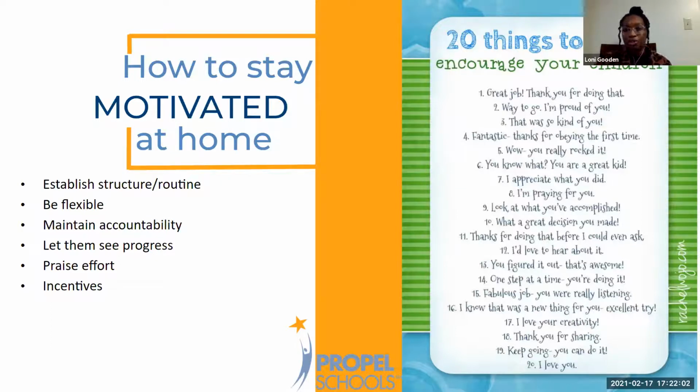And looking at the picture over here that says 20 things to say to encourage your children, here are just a few that I thought were important. I know it's a little difficult to read, but a few that I like are: great job. Thank you for doing that. Way to go. I'm really proud of you. That was so kind. And even if they learn something at school, say, I'd love to hear more about what you learned in school. That's something that would keep them motivated, because they see somebody else is interested in what they're learning and what they're doing.